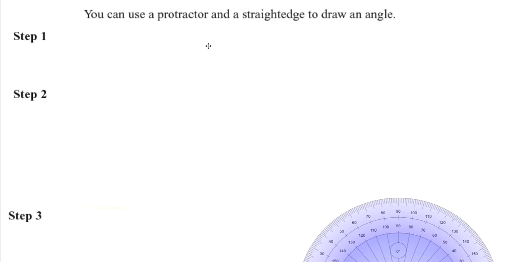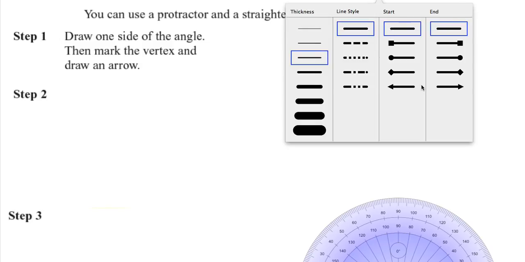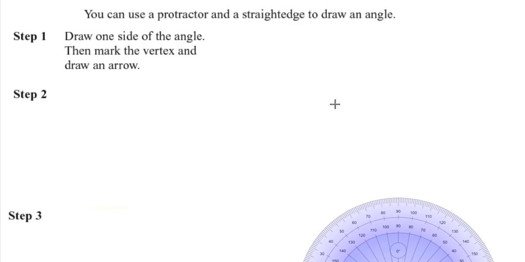So let's do this. Step number one, if we want to draw an angle, is to draw one side of the angle, then mark the vertex and draw an arrow. So we are going to draw an angle. That means we need to draw one side first, one side. So we'll do this. We'll mark the vertex, and draw an arrow. So let's say this is one side of our angle. That's our vertex right here, and that's the arrow at the end.